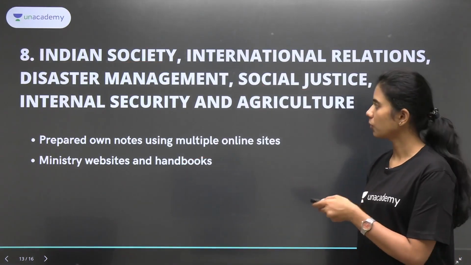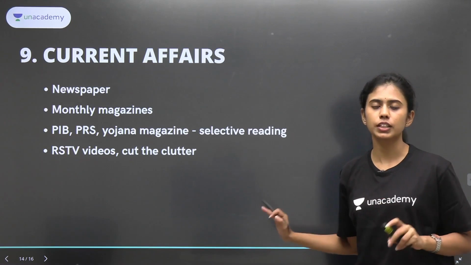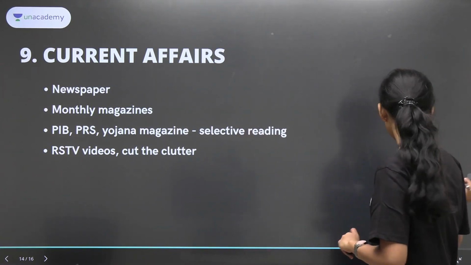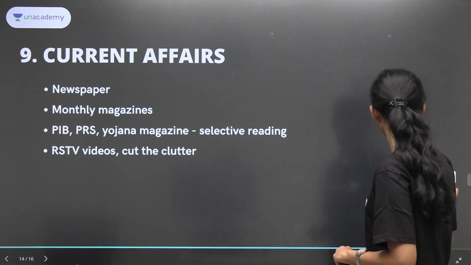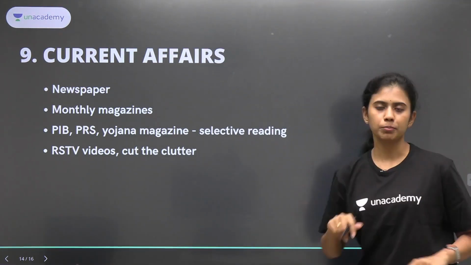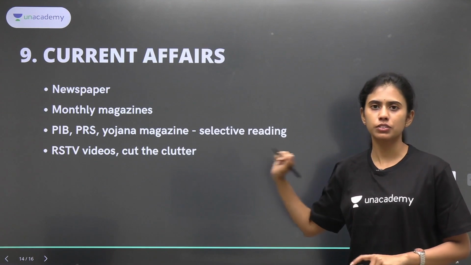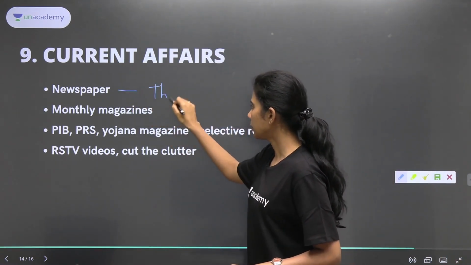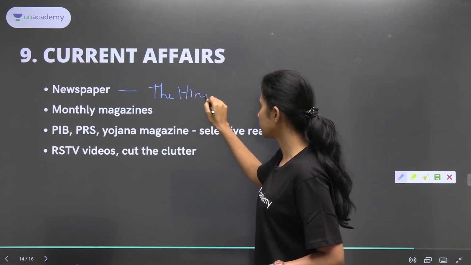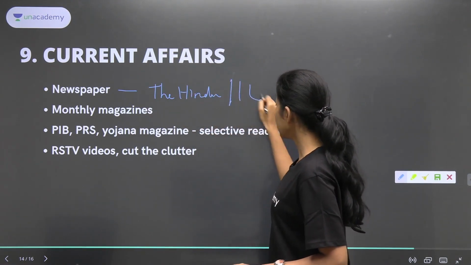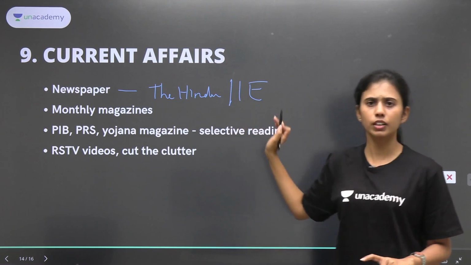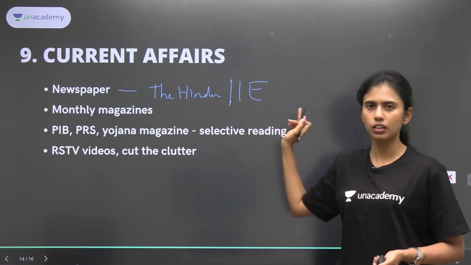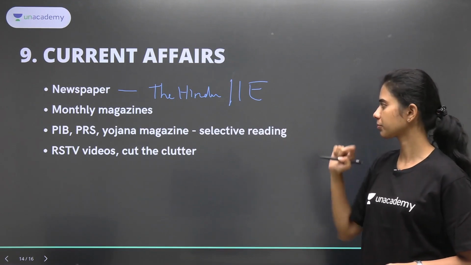Now coming to another major area, that is current affairs. Majority of my current affairs was done through newspaper. You can refer to any national daily, but the preferred ones in the market are either The Hindu or the Indian Express. You can refer to other papers also if you're comfortable with them, but this is what aspirants usually go for.